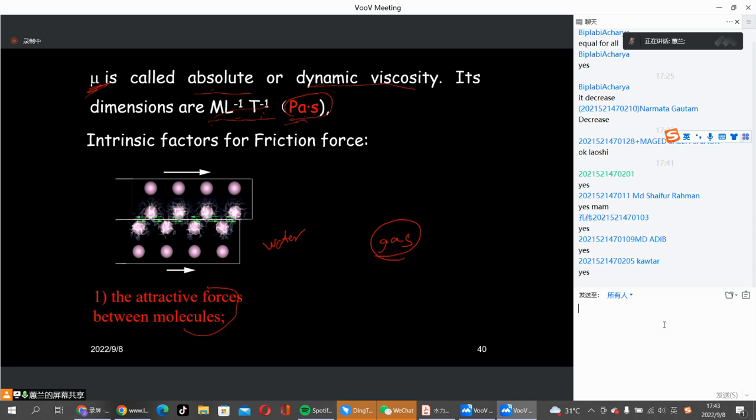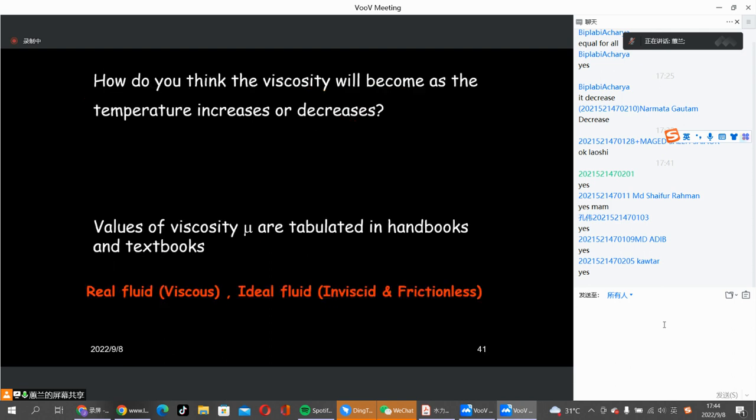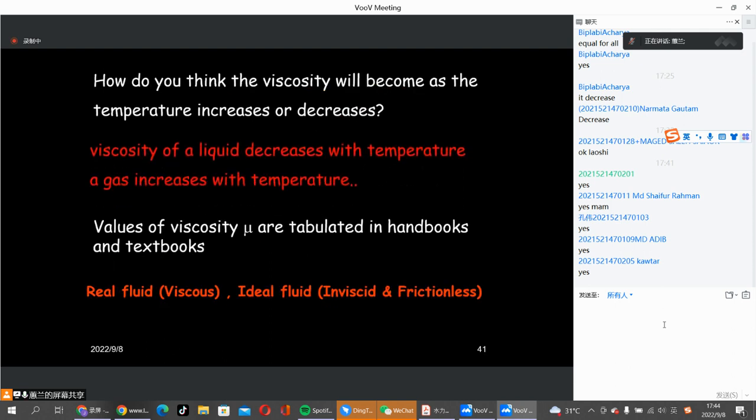The liquid viscosity increases. However, if the temperature decreases for gas molecules, they don't want to move, so the thermal movement of molecules will drop. The momentum transfer from the movement of molecules drops, so the fluid viscosity for gas will decrease. And this is mu, the fluid viscosity.